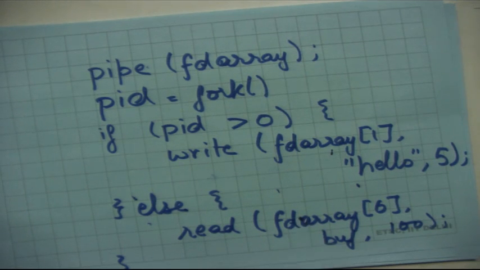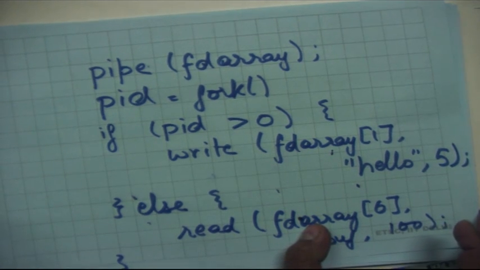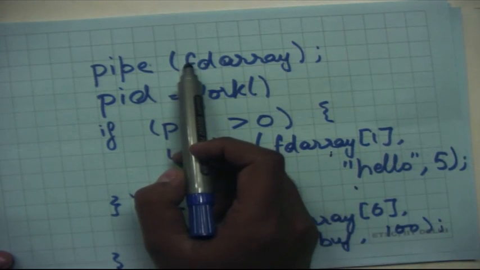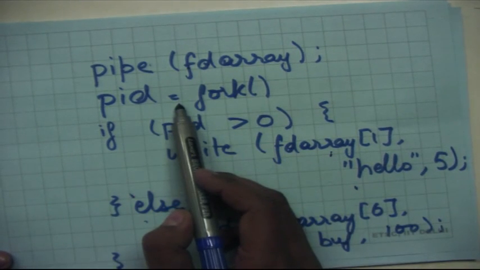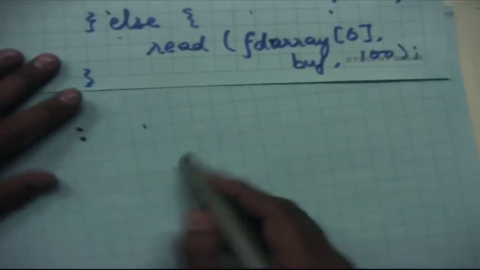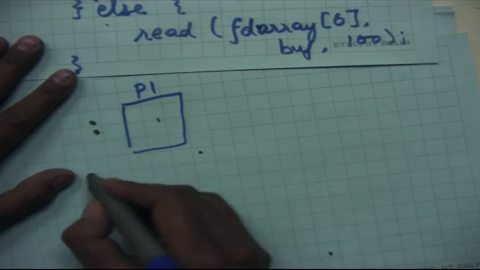Right? Now, everybody, any questions at this stage? Everybody understands? I created a pipe, I forked after creating the pipe, which means that the pipe now gets shared. Let's just see what happens. Here is process P1, here is the OS.